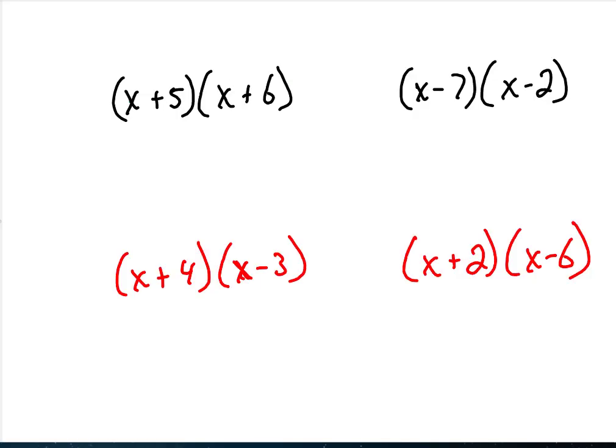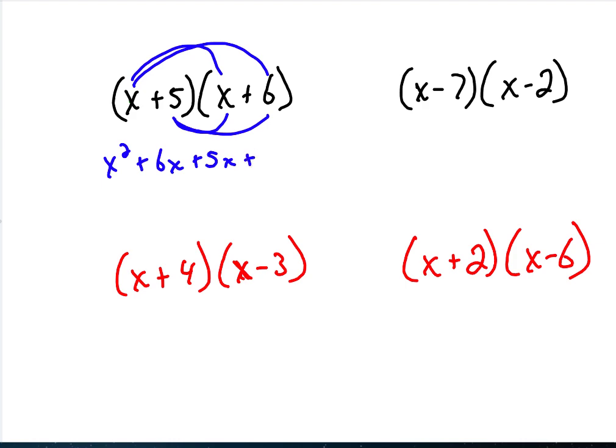So here's what we had been doing earlier in the unit. We're taking two binomials, two terms that each have two parts to them, and we were multiplying them together. We were doing our double distributive. So x times x is x squared, x times 6 is 6x, 5 times x is 5x, 5 times 6 is 30. And then we always had to combine those middle terms together and got to our answer.